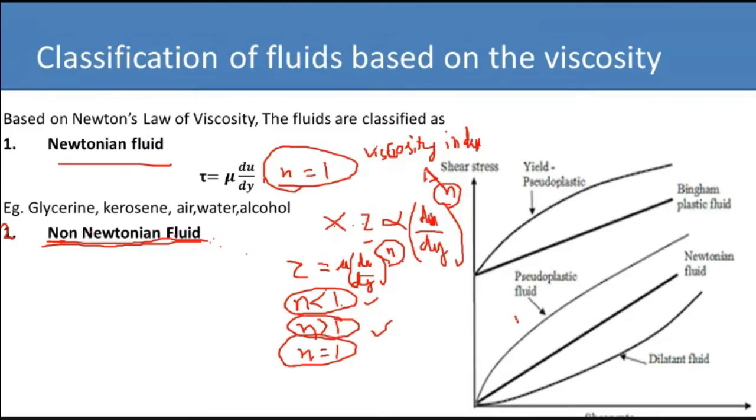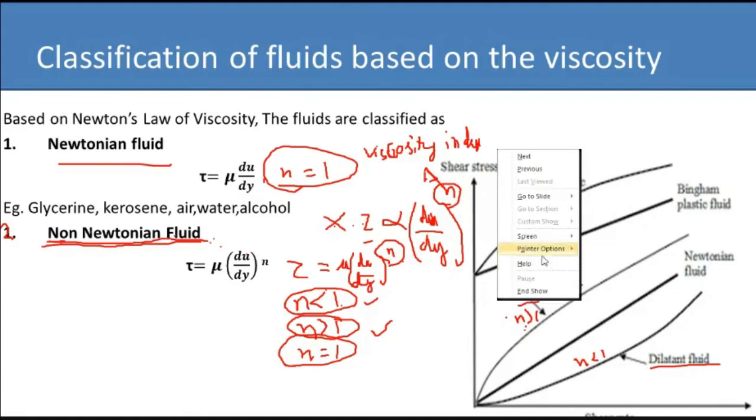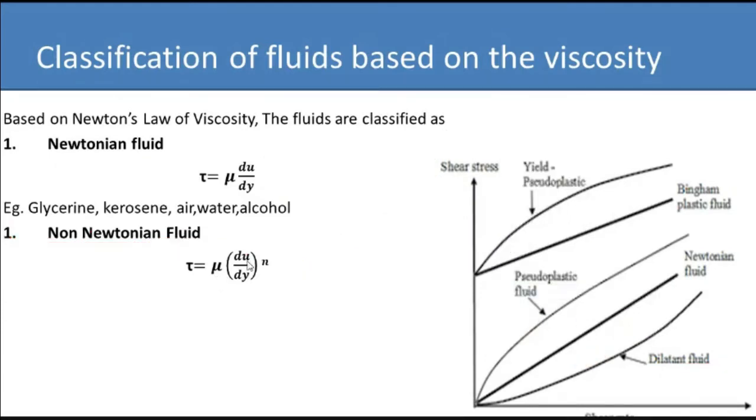The fluid for which the value of n is less than 1 is called dilatant fluid, and the fluid for which the value of n is greater than 1 is called pseudoplastic fluid. For non-Newtonian fluid, tau equals mu (du by dy) to the power n. This is the mathematical relation between shear stress and velocity gradient. If n is less than 1, the fluid is dilatant fluid. Examples of dilatant fluids are butter, which we use in day-to-day life, starch, sugar solution, etc.